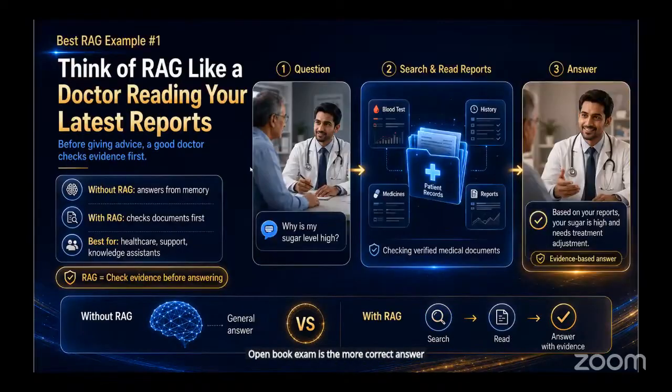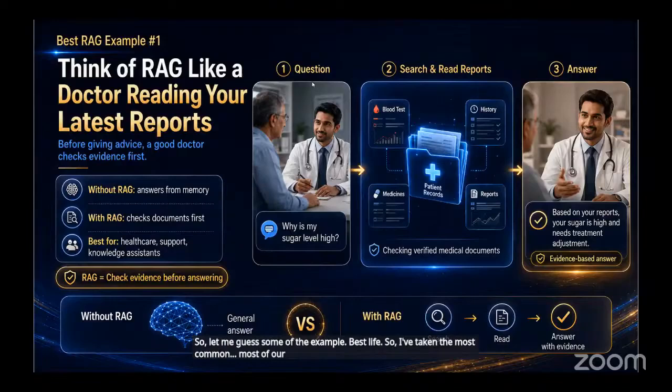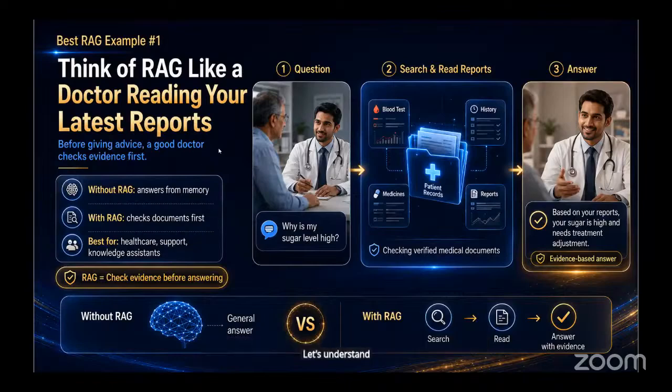So let me give an example. Most of our parents and family members or relatives are facing health issues like sugar. Let's understand RAG using a hospital example. Suppose a patient asks the doctor, what are my vitamin levels? Why are my sugar levels high?